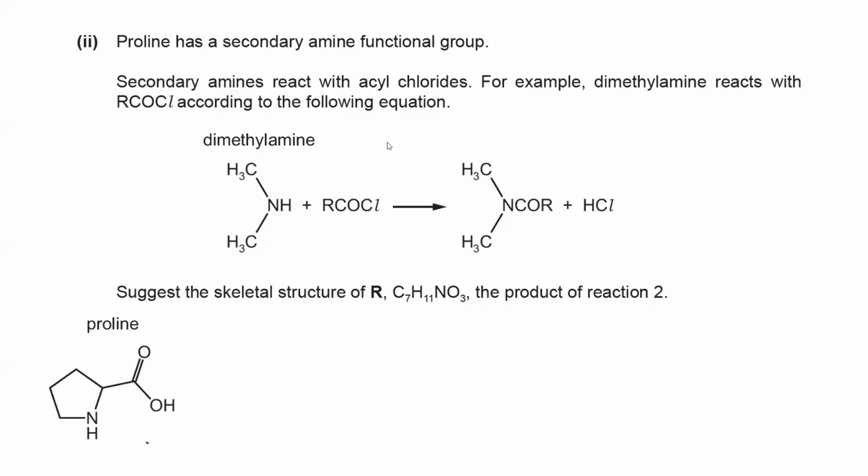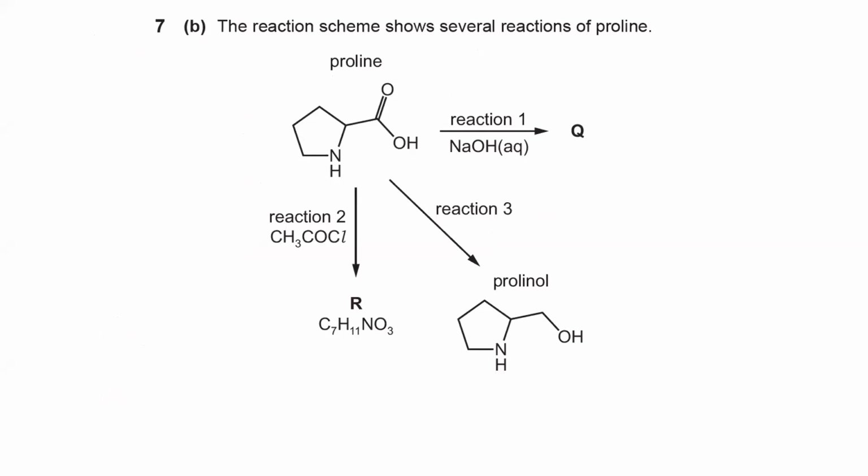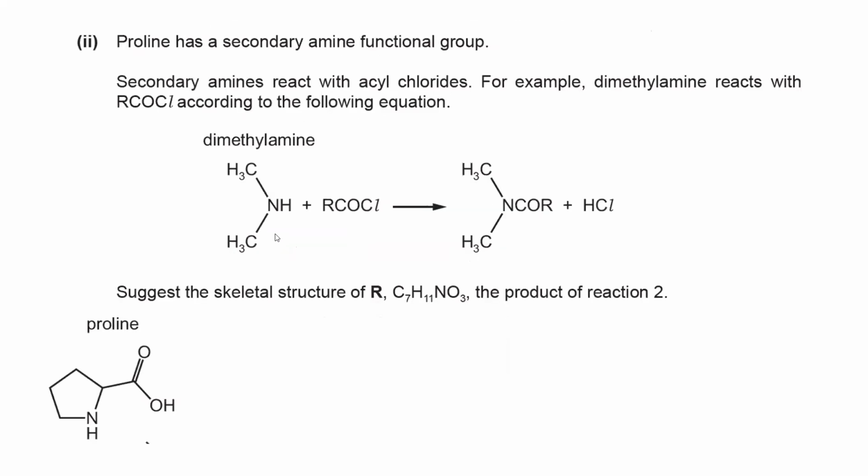Now this is question 7B2 from March 2021, question paper 4.2. They would like you to suggest the skeletal structure of R, which is a product from reaction 2 in a reaction scheme given. Now, I'll go to the next slide to show you reaction 2. Proline reacts with ethanoyl chloride, and we will get R. Okay, so let's go and look at the example given.